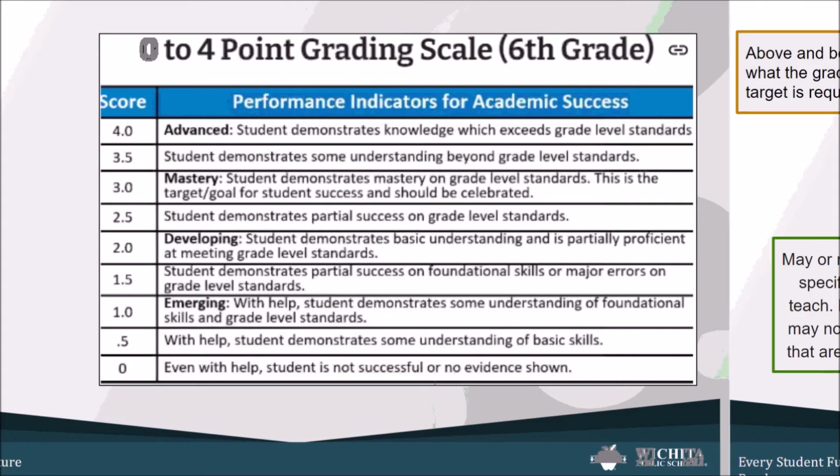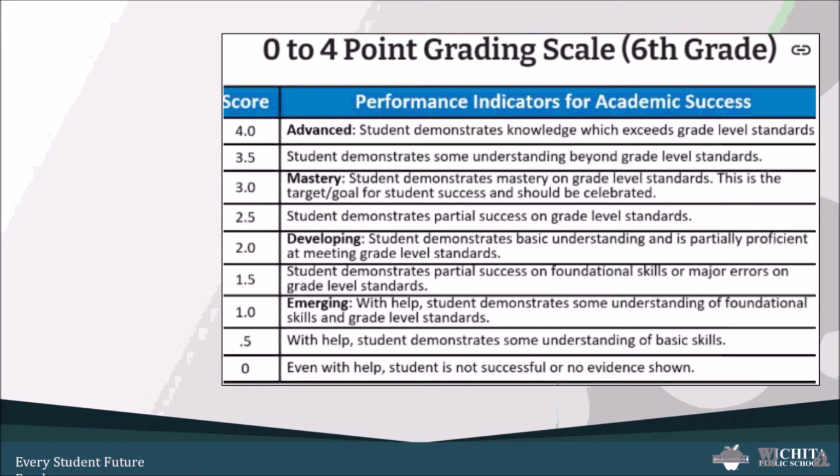So when it comes to actually scoring students on their level of understanding, here is how the scale actually breaks down. You can see it starts at a 0, and a 0 should be really hard for us to actually give a student, because if you read the description of a 0, what it's saying is that even with help, so even when you walk over, you're helping that student one-on-one, the student is still not successful, no evidence given. So we really shouldn't be seeing a lot of zeros.